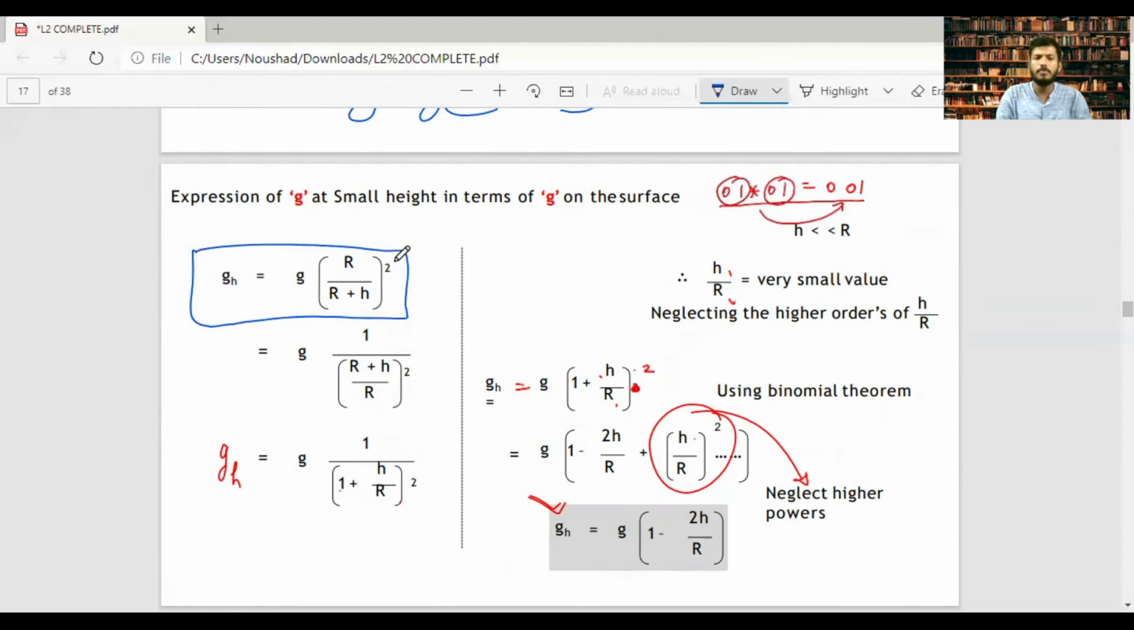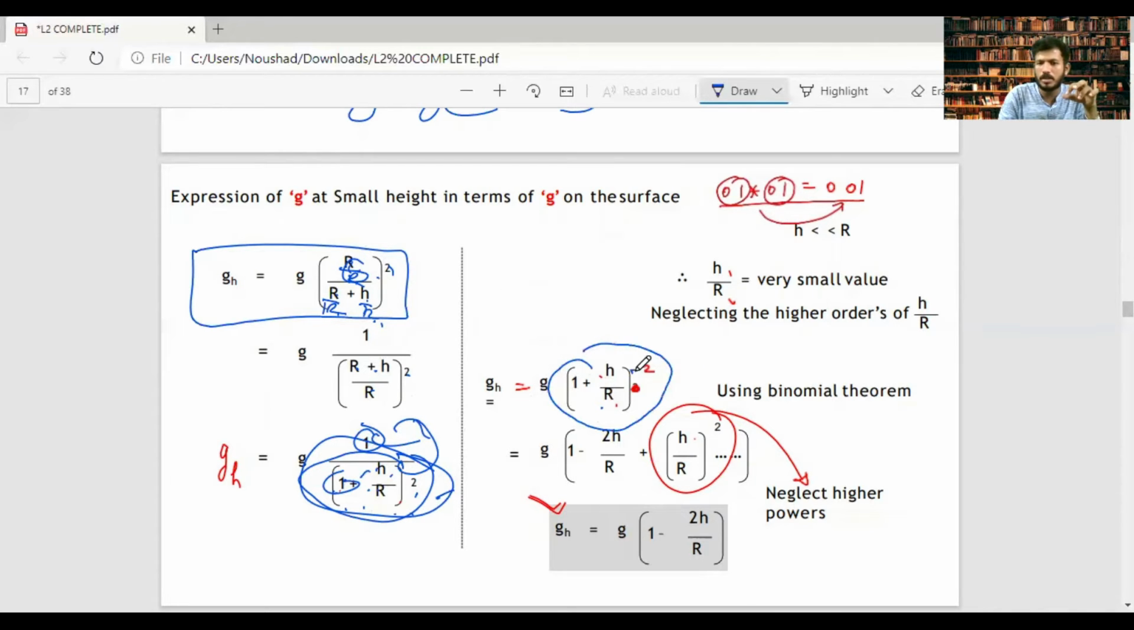Now there is another type of simplification, that is 1/((R+h)/R)². What are we doing here? Take R by R, R by R is 1, and h by R the whole square. R by R is 1, so 1 squared is 1. So in the numerator only 1 remains: 1/(1+h/R)². The (1+h/R)² is in the denominator, it comes upward, so (1+h/R) raised to minus 2.